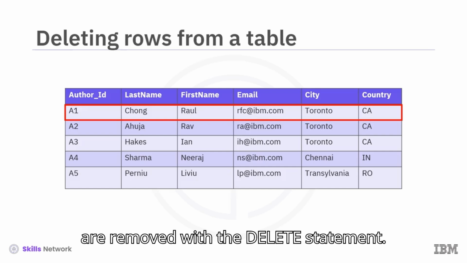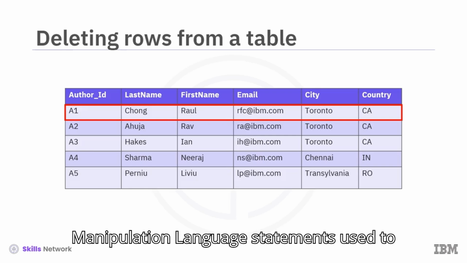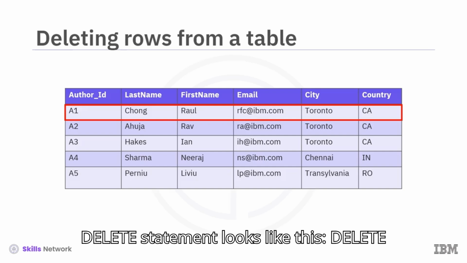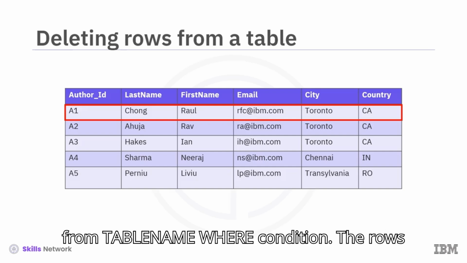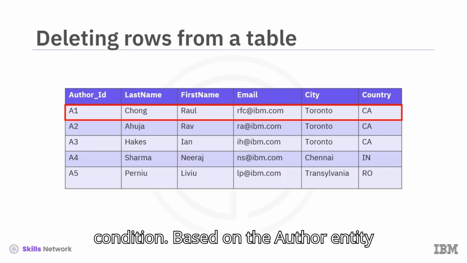Sometime later, there might be a need to remove one or more rows from a table. The rows are removed with the delete statement. The delete statement is one of the data manipulation language statements used to read and modify data. The syntax of the delete statement looks like this: delete from table name, where condition. The rows to be removed are specified in the where condition.